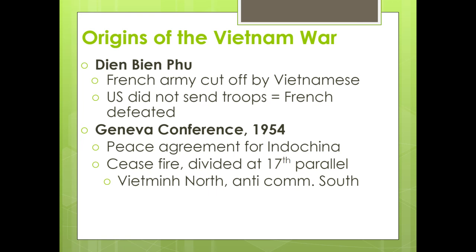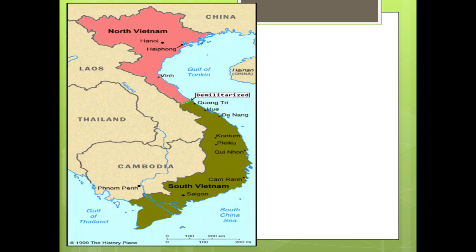And this is going to be the same thing with the Viet Minh in the North, the anti-communist in the South. And notice I didn't say democracy in the South. The South was barely a democracy. It had a dictator, very autocratic, but it was anti-communist, so the United States supported it because of that reason.